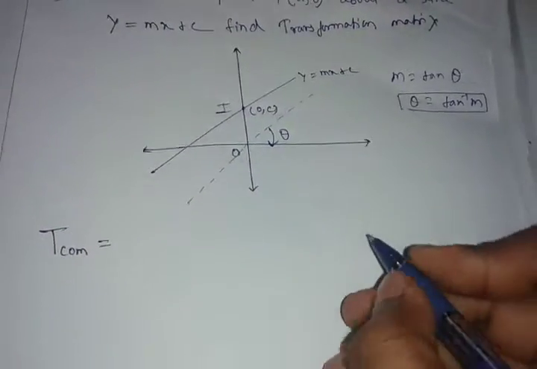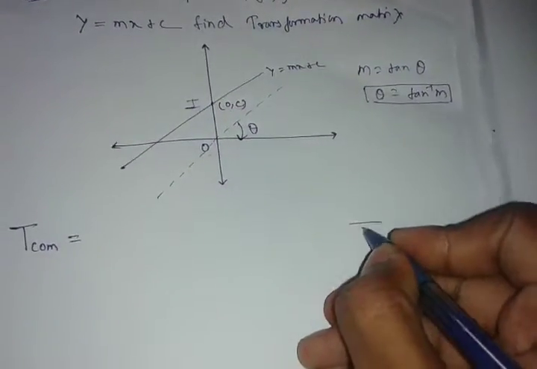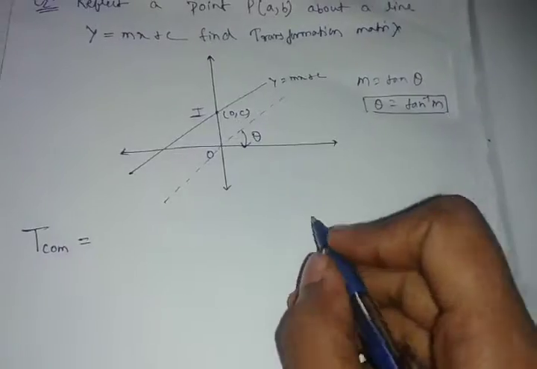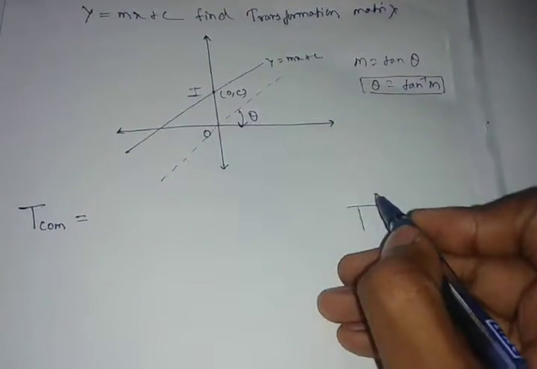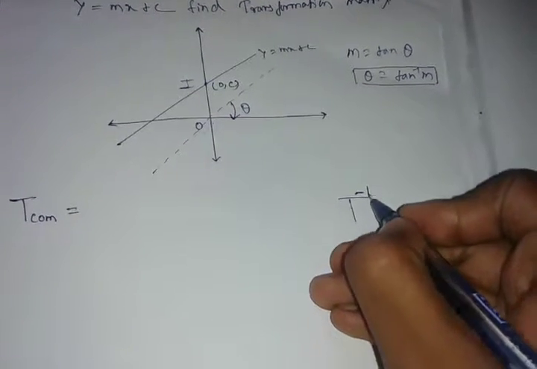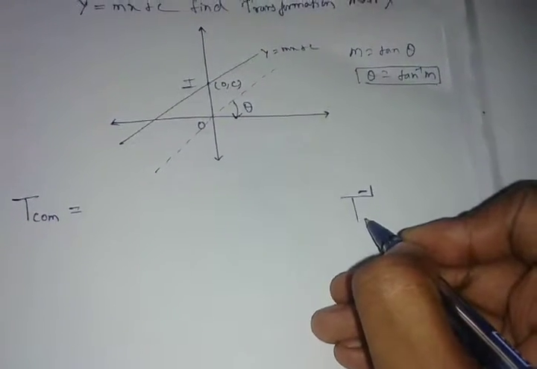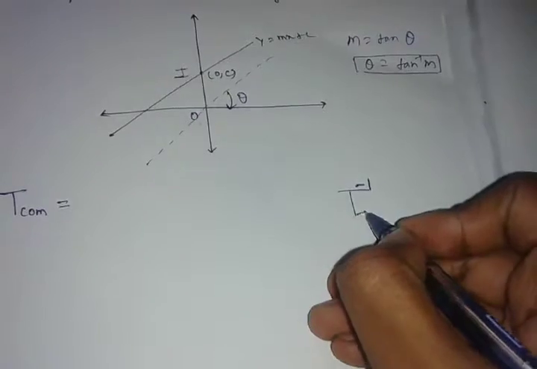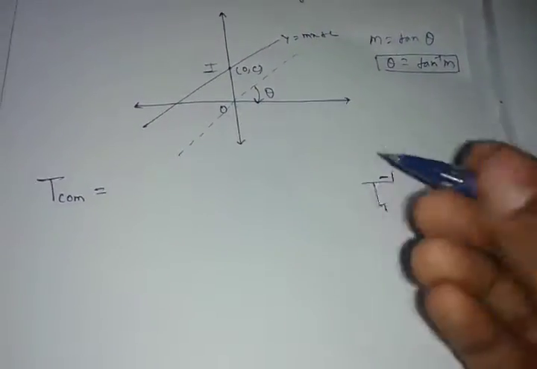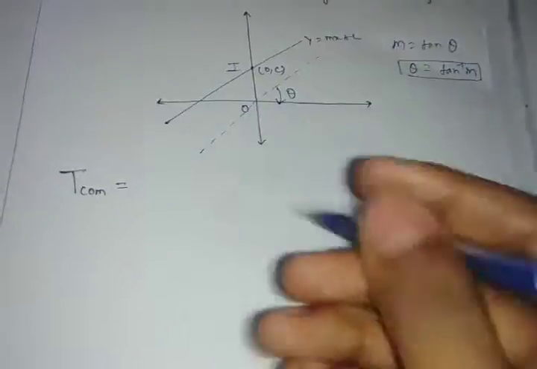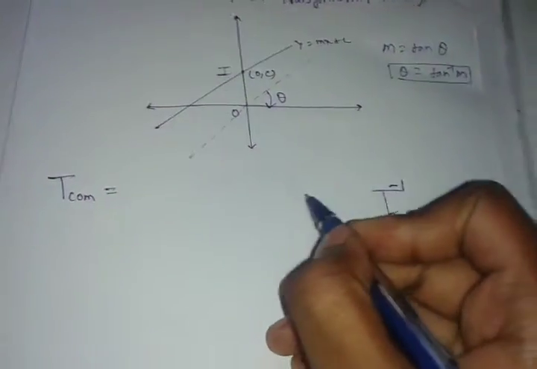So what you do first? You first translate it. What you are doing? You are just dragging it down to the origin. So you are going to put inverse here. You are going to put translation inverse. So T translation. Now you just move towards the left side. Fine, left side.